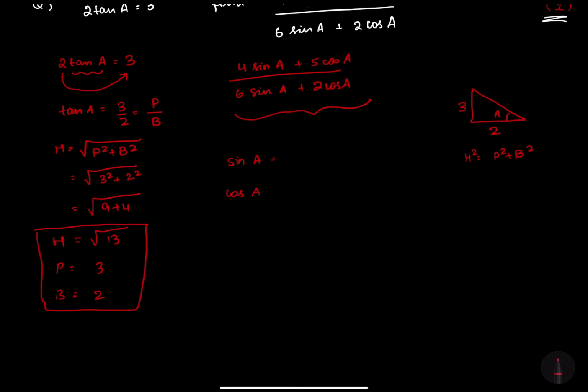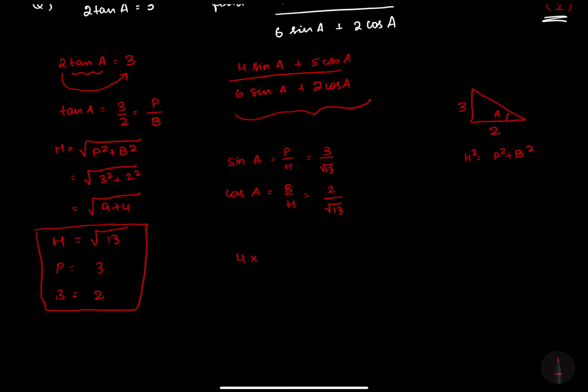If you remember, sine A is p by h, and cos A is base by h. Again, p is 3, so sine A is 3 by root 13. And cos A is 2 by root 13. Now we have got the sine A value and we have got the cos A value. So let me put this in the big equation.